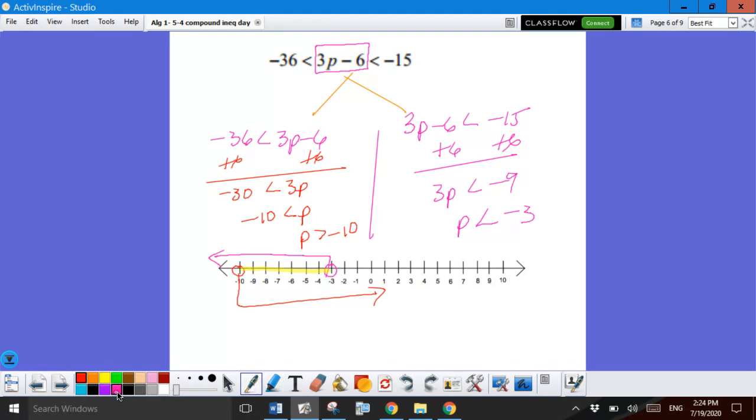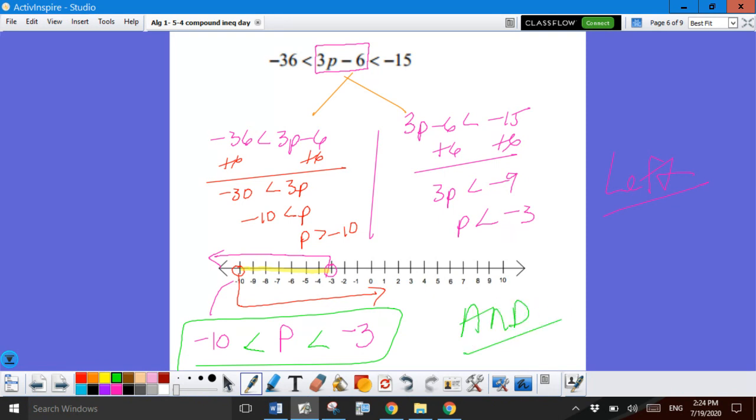All right, let's see if we can write our inequality. So p's in the center. The -3 is on the right-hand side. The -10 is on the left-hand side. And which direction do these point? You're right, they point to the left. So less than -3, greater than -10. So this is my final solution. And again, this is an and inequality, okay? A peanut butter and jelly.